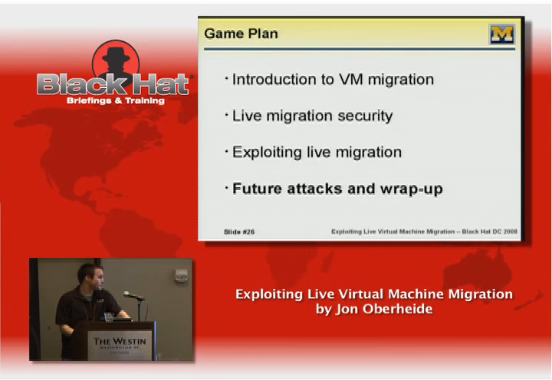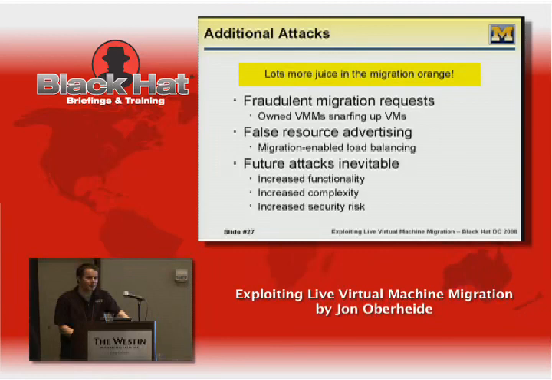Lastly, we'll talk about some future attacks that may be possible as migration matures and becomes more complex in terms of its functionality, and we'll have a little wrap up. There is a lot more juice in the migration orange. As I said, it's not a very mature technology, and new functions will be added, such as complex load balancing based on resource allocations. There's been some recent work on achieving thermal distribution across the data center by doing many migrations. So all this functionality is going to lead to increased complexity and, of course, security risk.